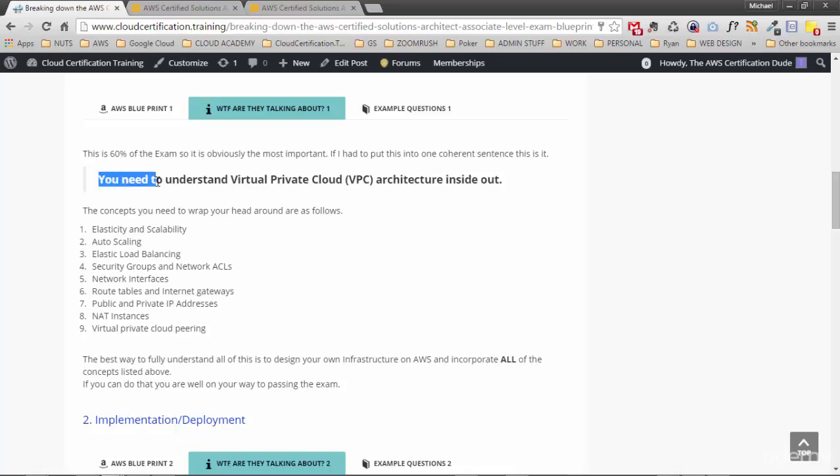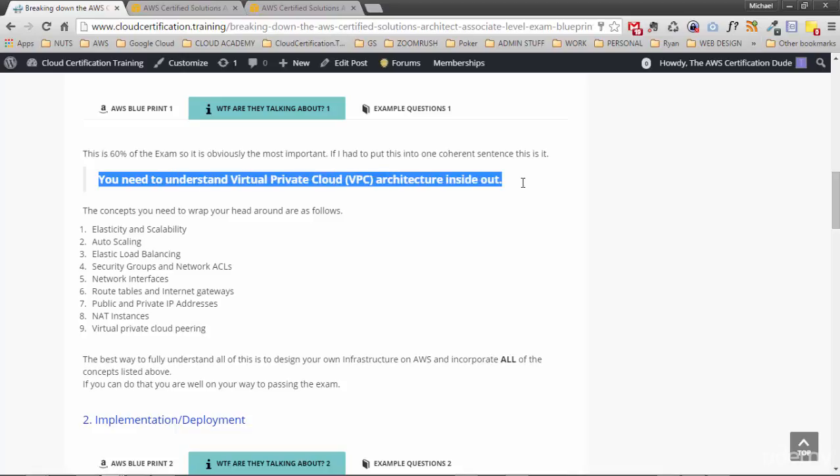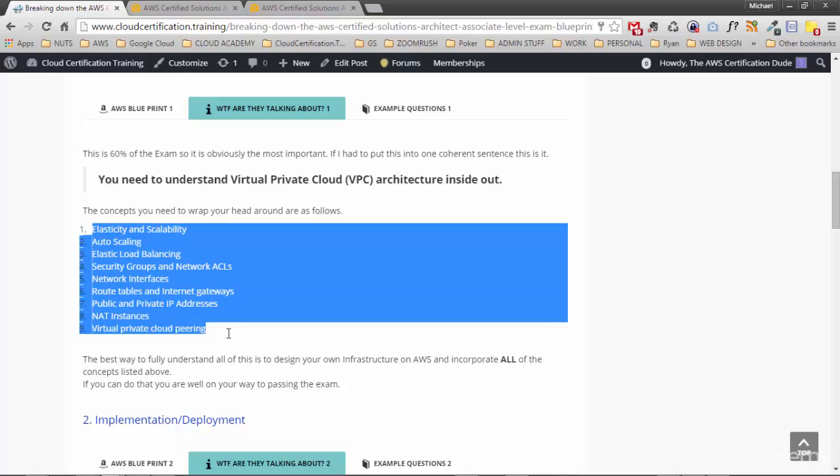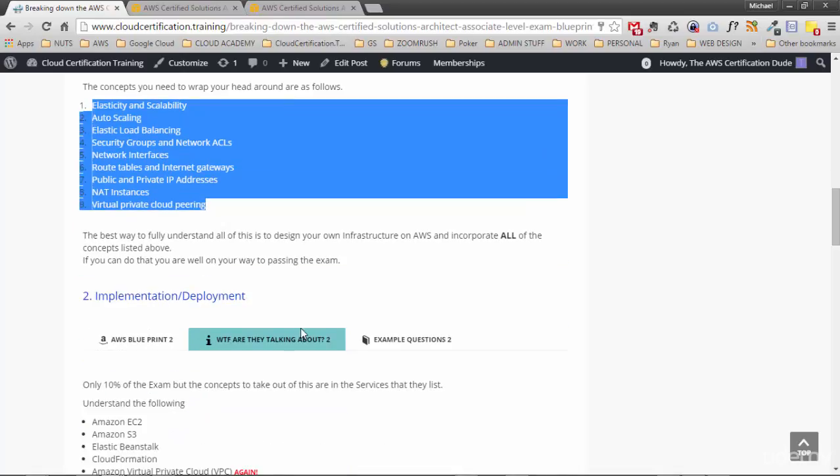If someone asks me what the secret is to passing this exam, that is it right there. If you can build architecture, take it down, understand all these concepts, then you're well on your way to passing the exam.